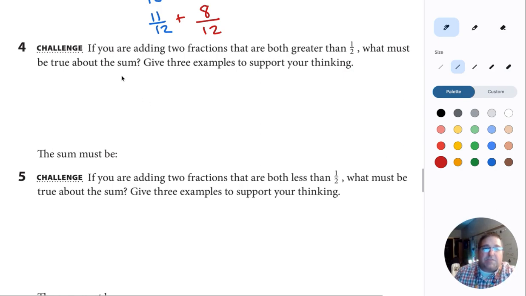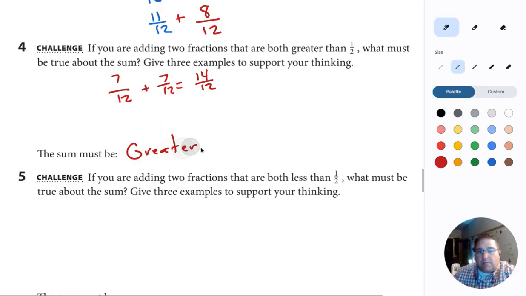Let's go, for example, twelfths. Well, 6 twelfths will be 1/2. So what if I have 7 twelfths? Just a little bit more plus a little bit more. In my example, that'd be 14 twelfths. So the sum must be greater than 1. The key is it's got to be more than 1 whole, because it's a little bit more than 1/2. How about 51 cents plus 51 cents? That's $1.02. It's a little more than 1 whole.